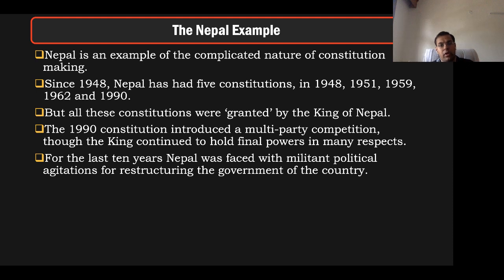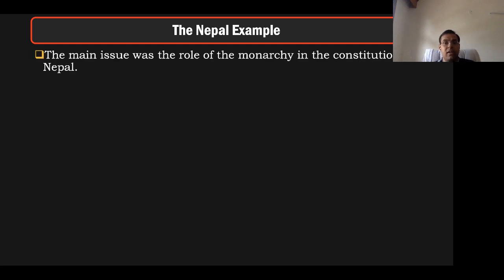Either you become an authoritative country like North Korea is, like China is. Either you become that. If you don't want to become that, then make sure that you take into account the demands of the people of the country. That is also important. So agitations for restructuring the government of the country, highly, highly, highly important. So this is something that led to this.